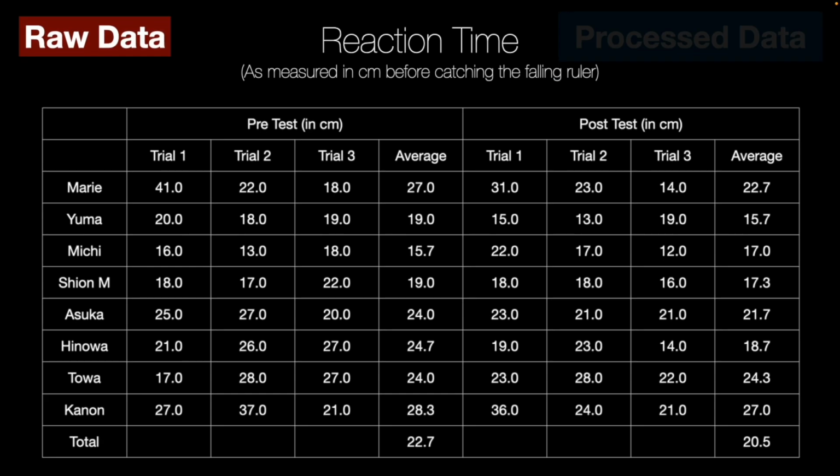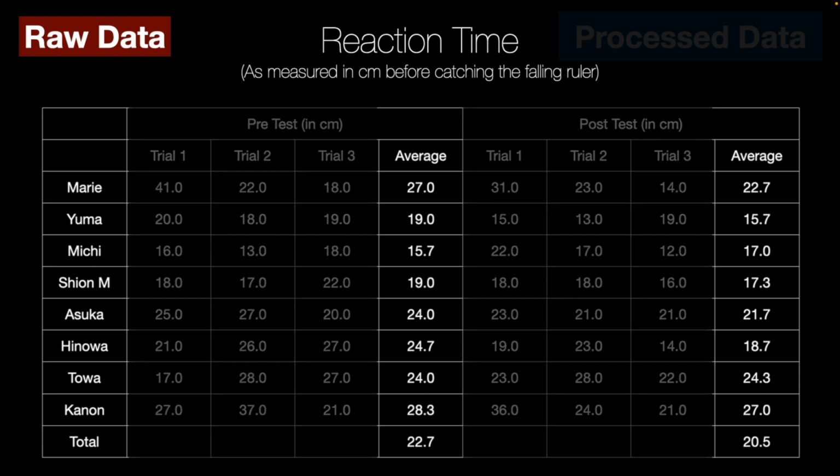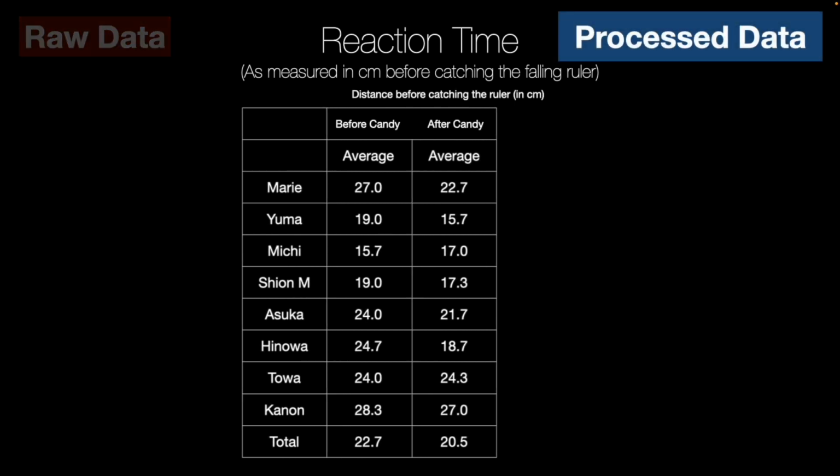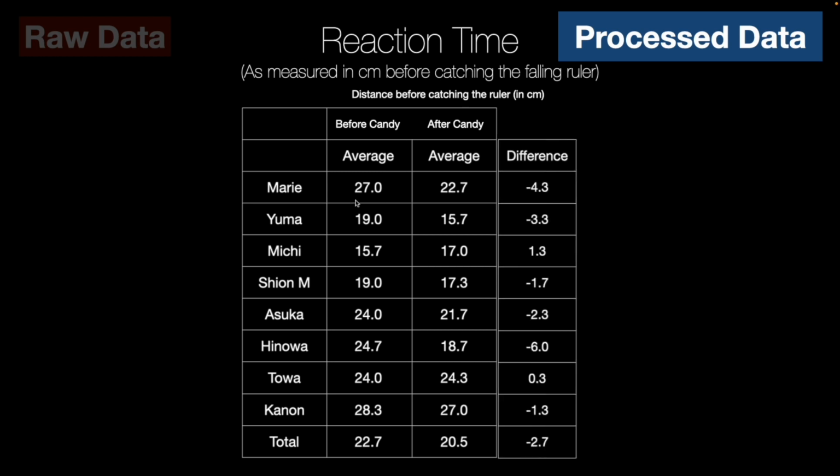In this raw data, in order to simplify this, you may want to ignore all those trials and all those other numbers. You may want to focus on these averages. From these averages, we can now begin to have a better understanding of what happened. What is the difference before the candy and after the candy? You can now add a mathematical equation here, such as just simple subtraction or any equation that you need or you find necessary. From here, it would be easier for you to make a graph.